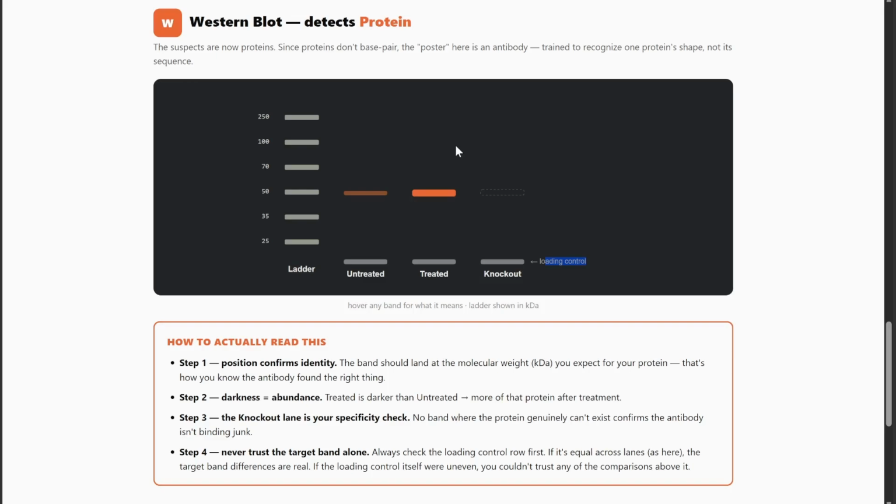So that's a control that you want to do. And any differences in your target band above it are real biological differences and not just differences in how you loaded it. So that's why it has to be kind of like a control variable.